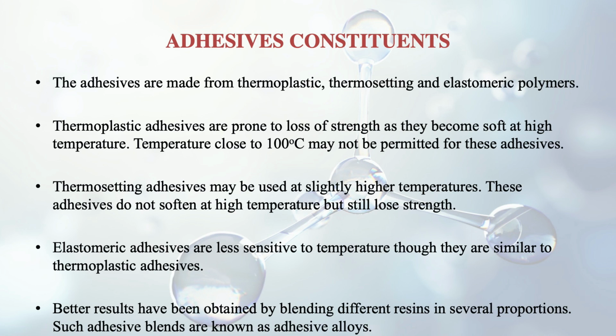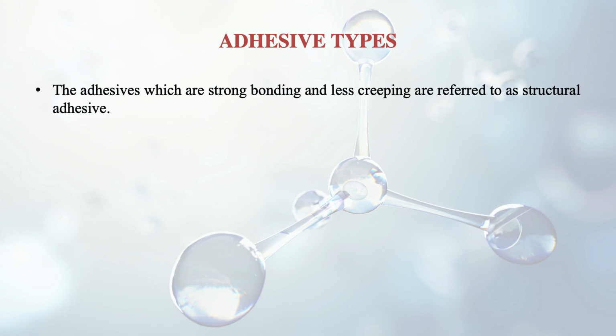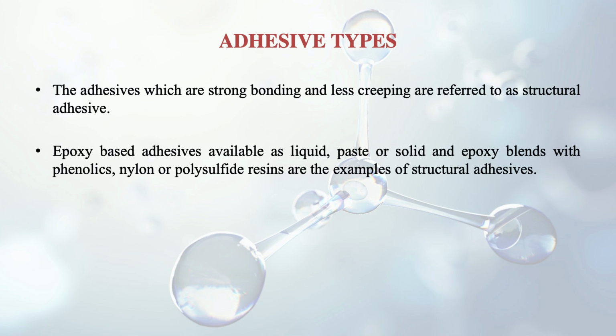And what are the types of adhesives? The adhesives which have got very good bonding, and they are strong in bonding and have less creep, they are referred to as structural adhesives because they can be used in structures. So the name is given like that. An epoxy based adhesive is available in the form of liquid, paste, which we discussed earlier, or even solid, and epoxy blends with phenolics, nylon or polysulfide. These are all examples of structural type of adhesives.